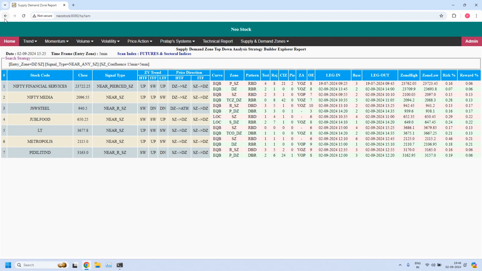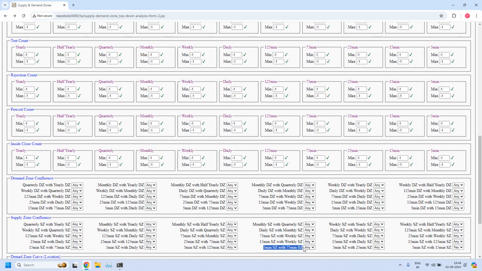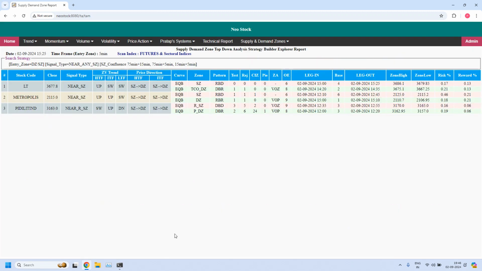Let's verify whether any of these stocks again have HTF confluence. That is 5 minute supply zone with 75 minute supply zone is enabled. 15 minute supply zone with 75 is enabled with all the 3 filters. These 3 supply zones are having, and the third one is having even a high liquidity zone, but it is not a bearish trade setup. Even none of these zones are having RR. RR is very poor. Okay, stocks near the zones don't have any good zones today. So with this we have completed stocks near demand and supply zones.